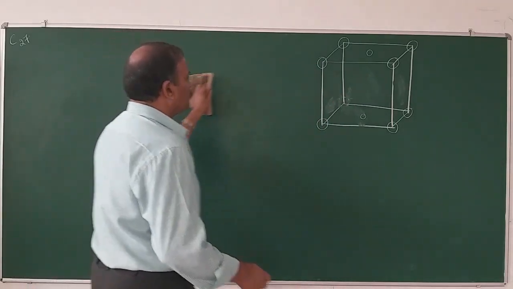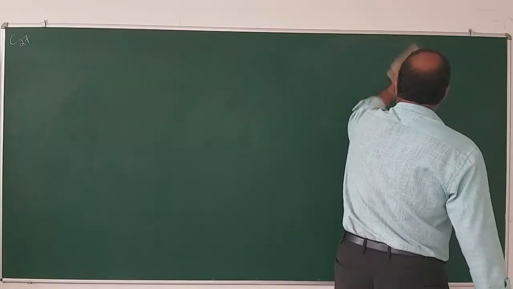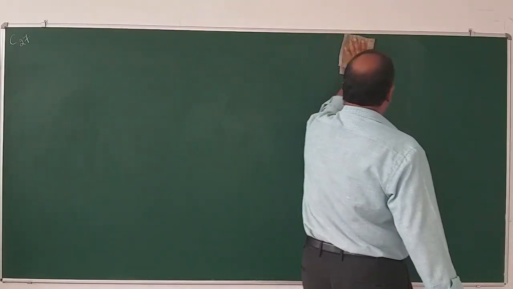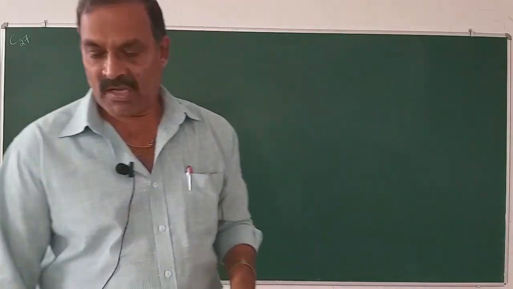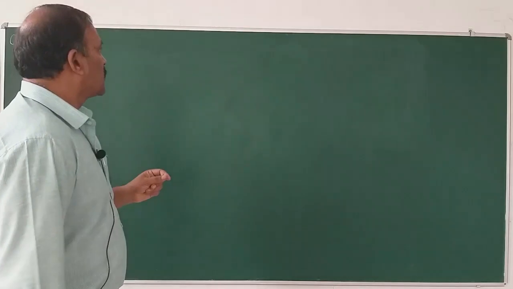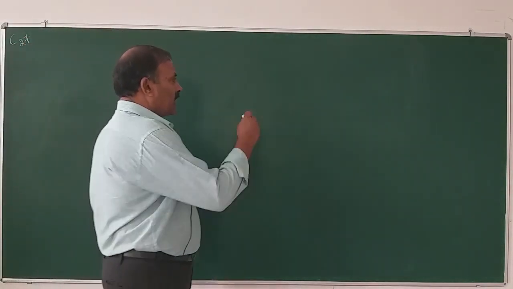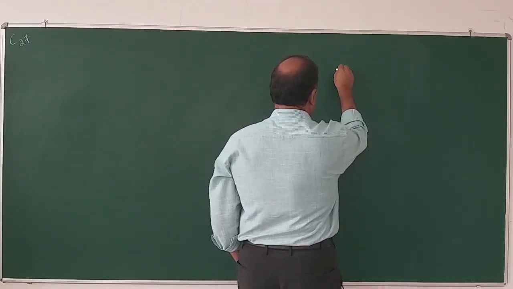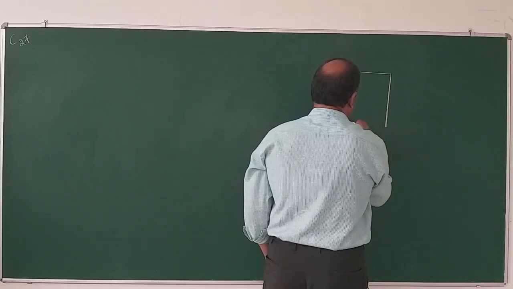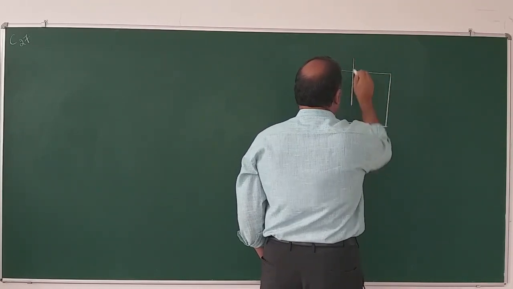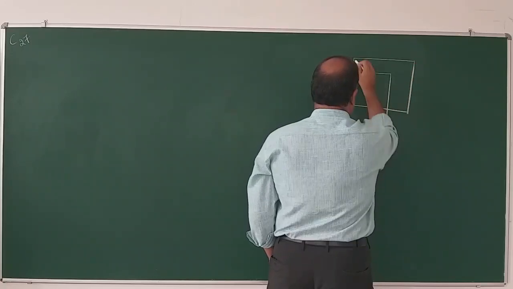Now coming to the types of primitive unit cells. What are primitive unit cells? Unit cells in which the points are present only at the corners. Depending upon the axial distances and axial angles, primitive unit cells are of 7 types. Those types are called 7 crystal systems.